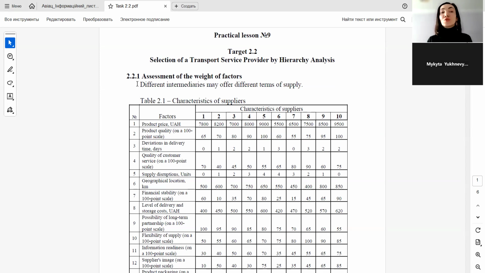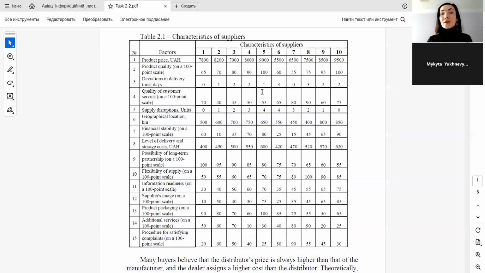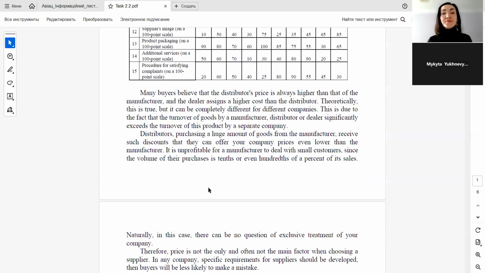It is 2.2.1. The topic of this part of the task is assessment of the weight of factors. So we will find all our factors. Every variant has six factors, and we will calculate the weights of these factors. Different intermediaries may offer different terms of supplies, of course, and we use the same information for all our variants. It is the characteristics of suppliers. We already used this table before. It is the same table, and we will find which position we need for calculation.